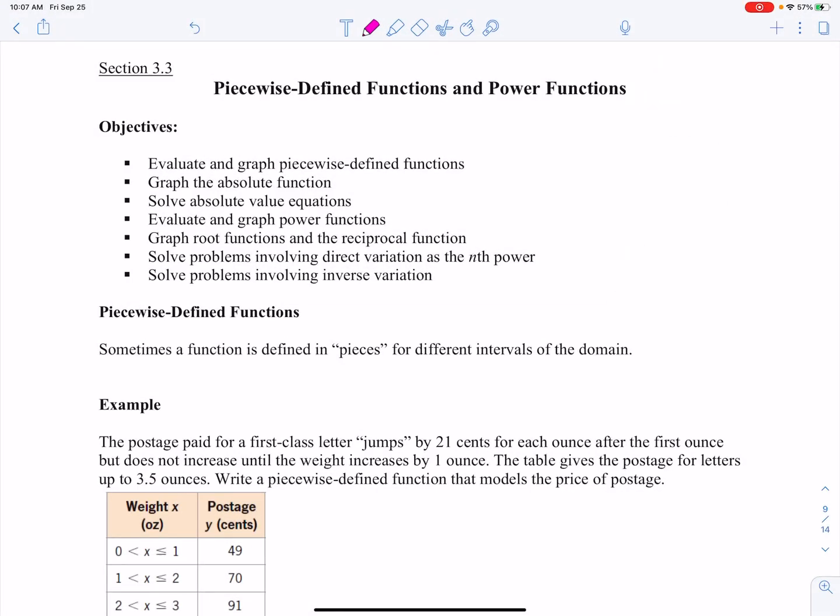All right, welcome to section 3.3 and section 3.4. So section 3.3, we're going to talk today about piecewise defined functions and power functions. So two different types of functions today.